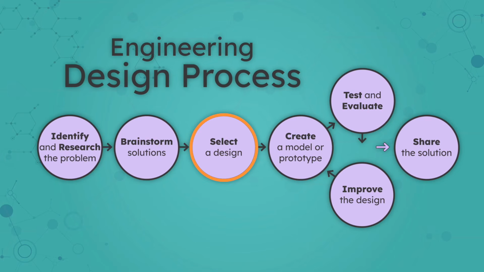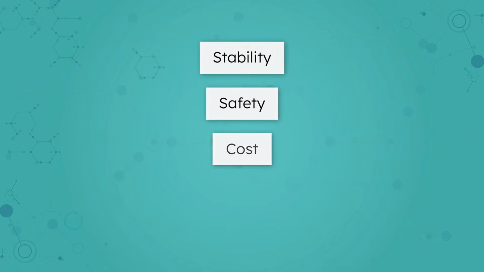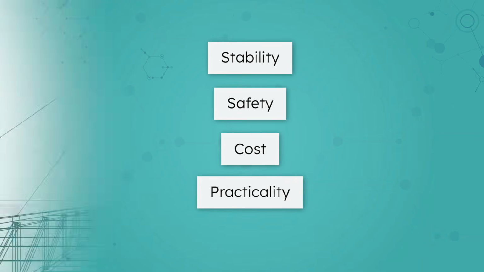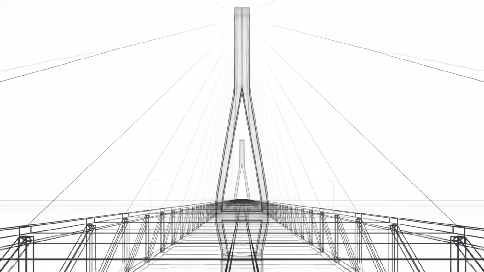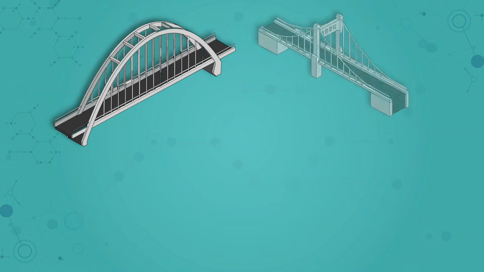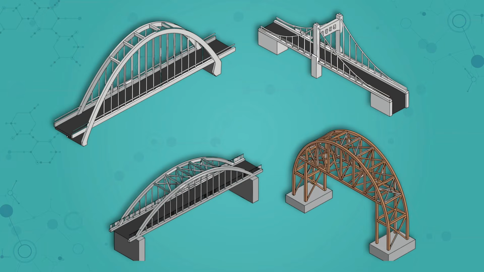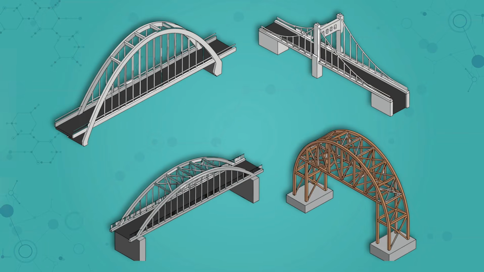They compared their ideas based on how well each one met the criteria: stability, safety, cost, and practicality. The goal was to choose a design that had the best chance of solving the problem while working within real-world limits. This selected design would become the first version they would build and test a model of, but it wasn't the final answer yet.